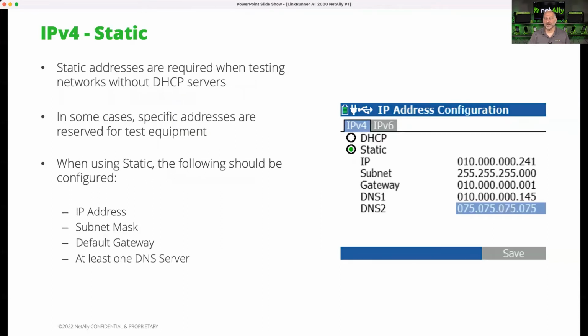Now I could set it to static, and if I set it to static, I can configure the IP address, the subnet mask, the default gateway, and up to 2 DNS servers. Now here's the neat thing. These configuration settings can be saved in a profile. So I could save a profile that I always use on this network. So I don't have to go back in and reconfigure this static information.